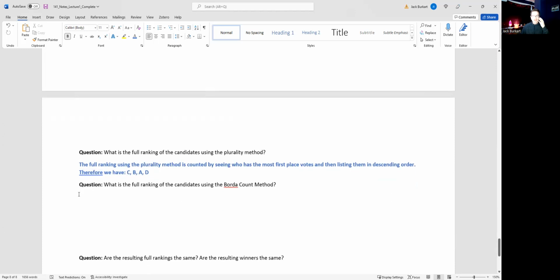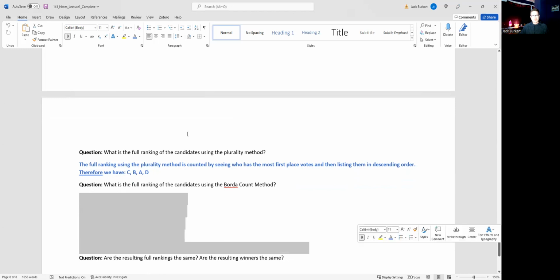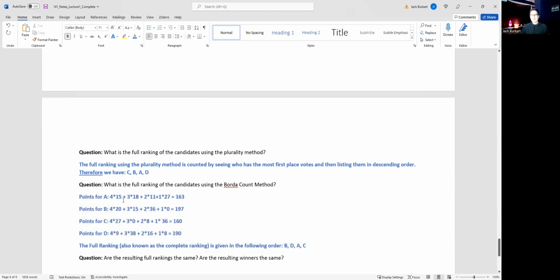Hopefully you had some time to calculate the number of points that each candidate got with the Borda count method. And so I will reveal those results right here. Because we have 4 candidates in this election, we are going to multiply the first place votes by 4, multiply the second place votes by 3, multiply the third place votes by 2, and multiply the fourth place votes by 1. If we do this for A, B, C, and D, what we will see is that A got 163 Borda count points, B got 197 points, C got 160, and D got 190. So that means the complete ranking of the candidates in this case is B, D, A, and then C with the least amount of Borda count points.